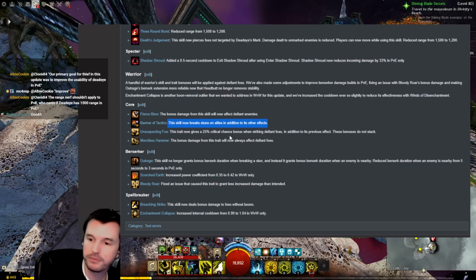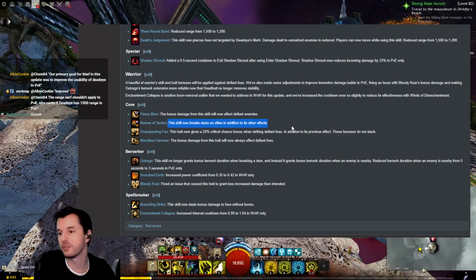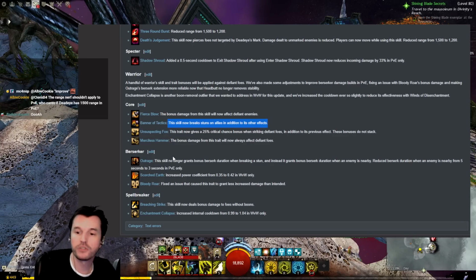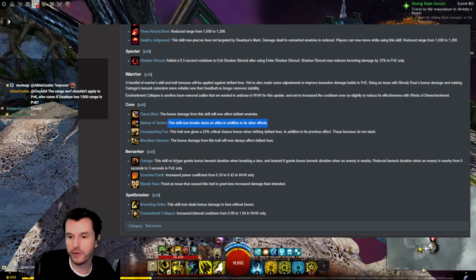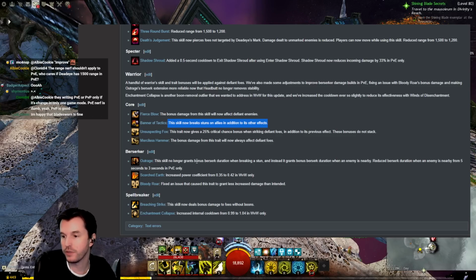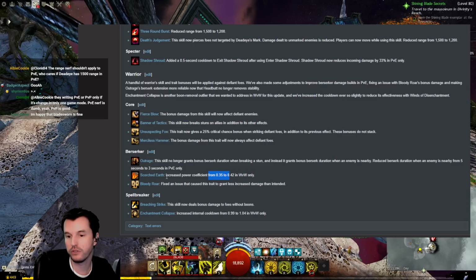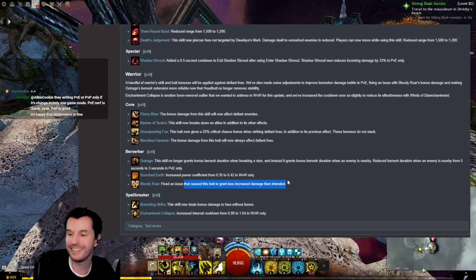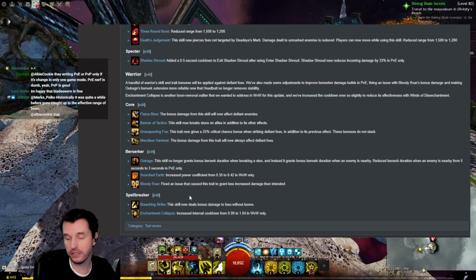Unsuspecting Foe: this trait now gives a 25% critical chance bonus when striking Defiant foes, in addition to Breed's previous effect. These bonuses do not stack. Merciless Hammer: the bonus damage from this trait will now always affect Defiant foes. Berserker, Outrage: this skill no longer grants bonus Berserk duration when breaking a stun, and instead it grants bonus Berserk duration when an enemy is nearby. Reduce Berserk duration when an enemy is nearby from 5 seconds to 3 in PvE. Scorched Earth: increase the power coefficient from 0.35 to 0.42 in World vs. World only. I think that this one could be fun. Bloody Roar: fixed an issue that caused this trait to grant less increased damage than intended, so this is just a bug fix. Spellbreaker, Breaching Strength will now deal bonus damage to foes without boons.